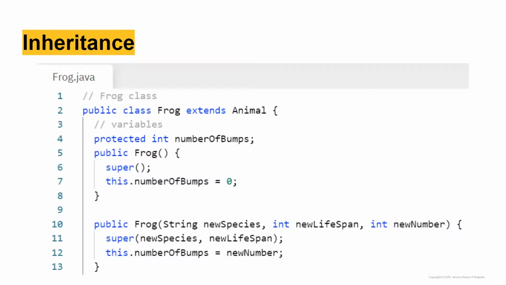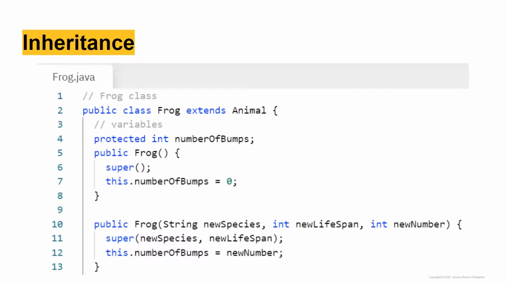But we use super to remind ourselves that we're calling the parent, whatever the parent class of the frog class is, which we can go up and look at our extends keyword and see that it is animal.